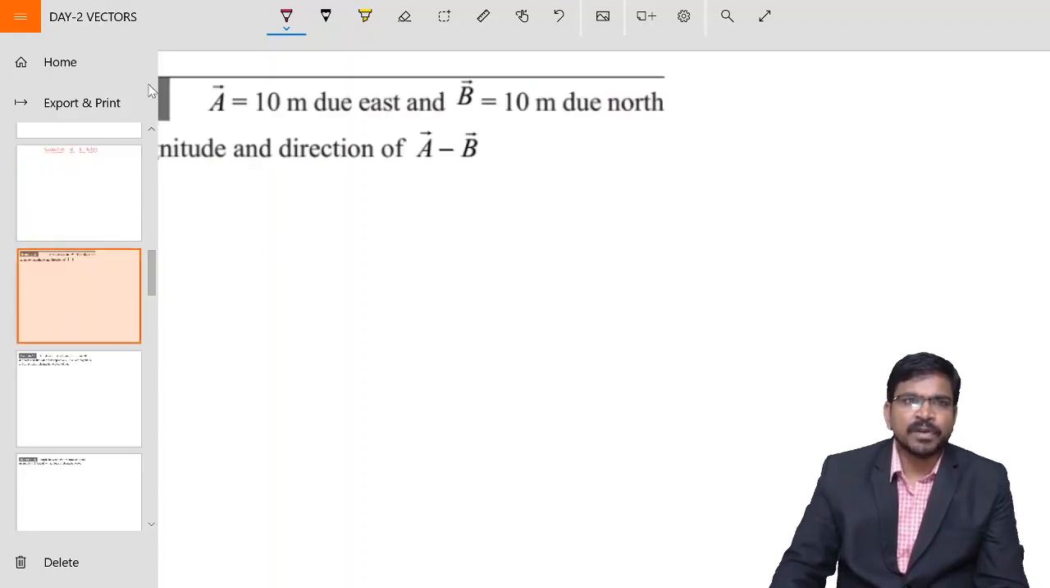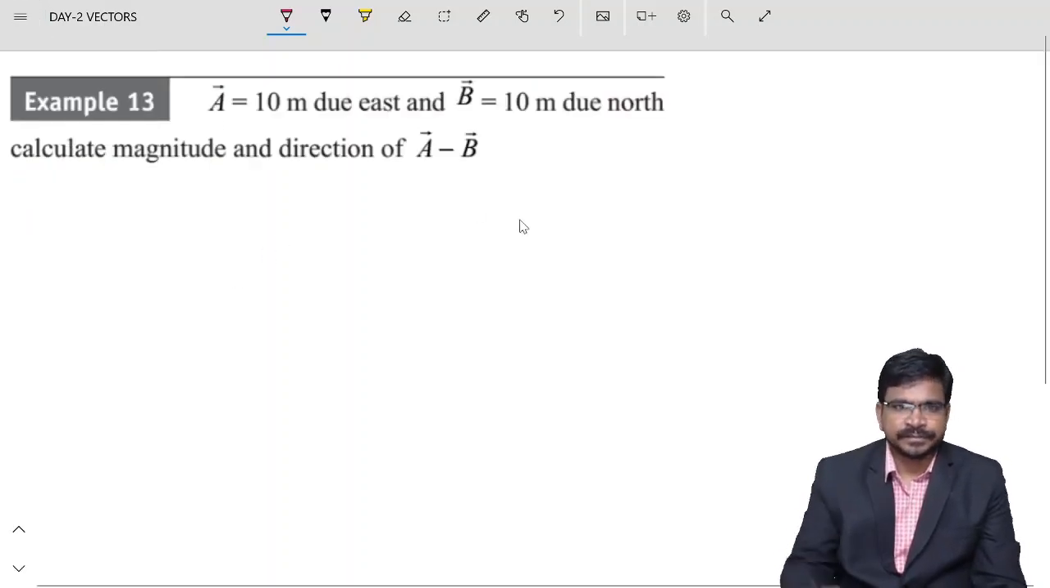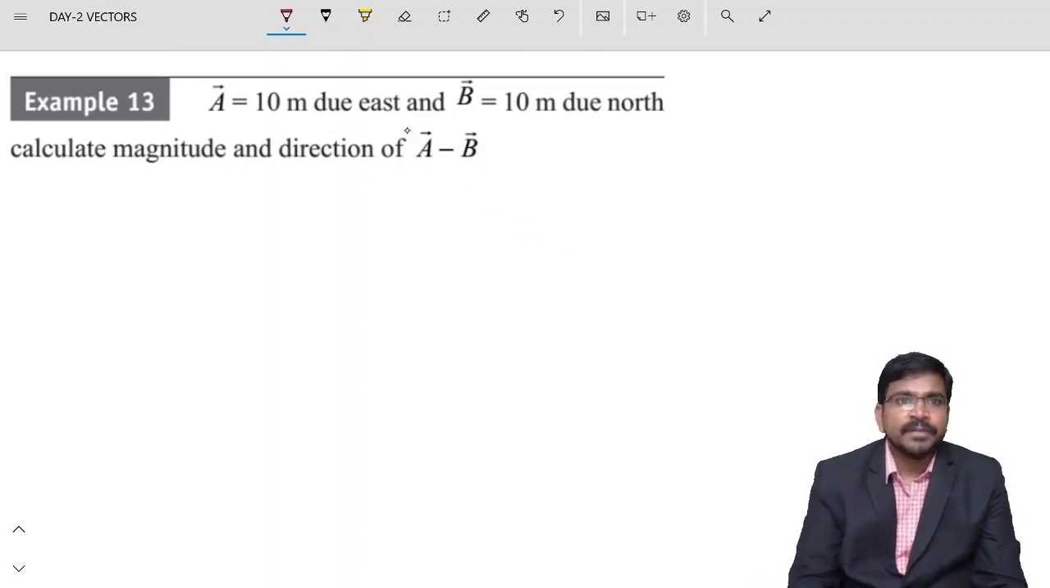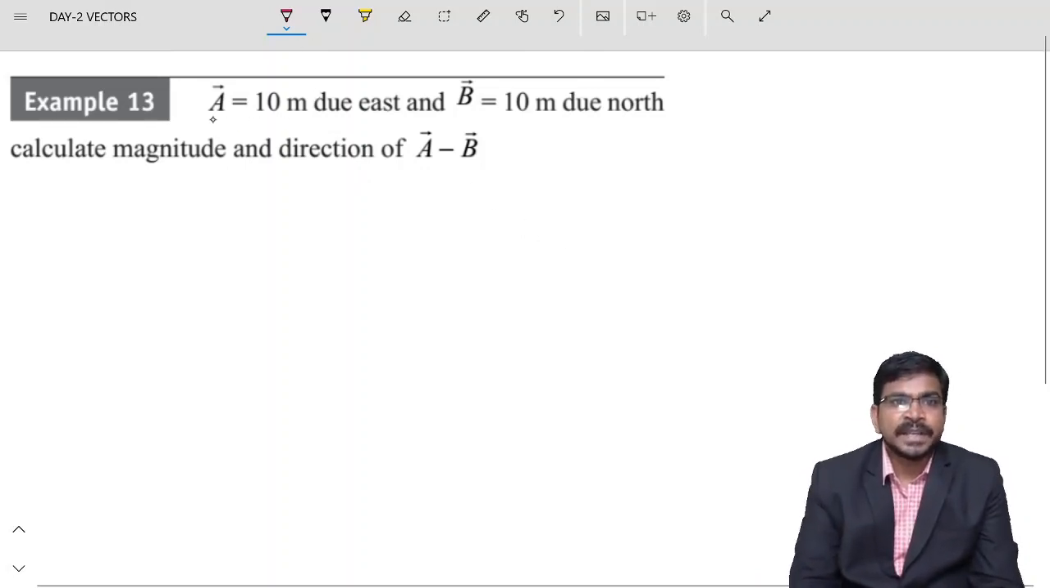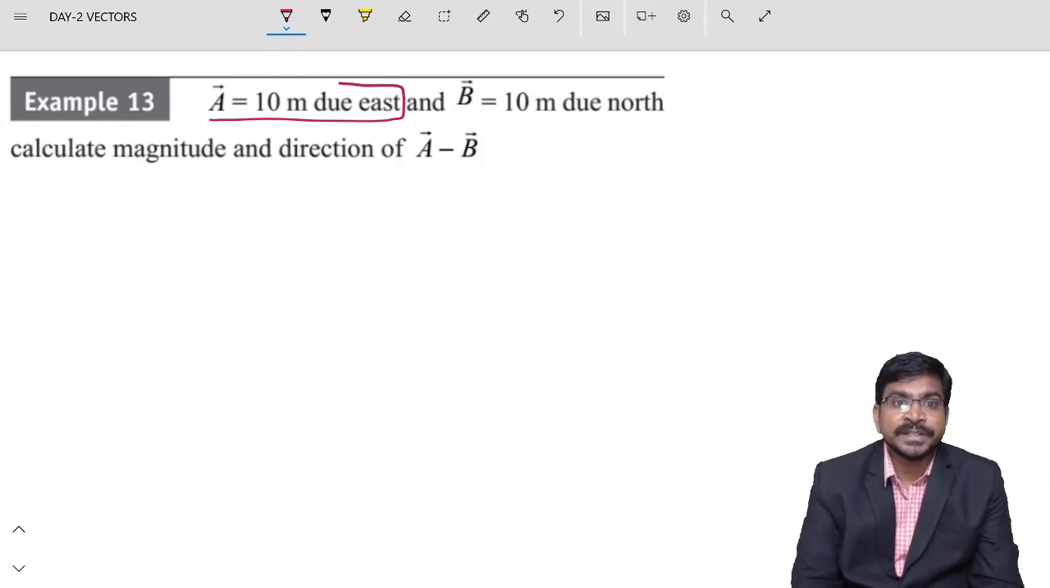Subtraction we have completed. One more problem. Here A is given 10 meters due east. So direction given, magnitude given. And B is 10 meters due north.